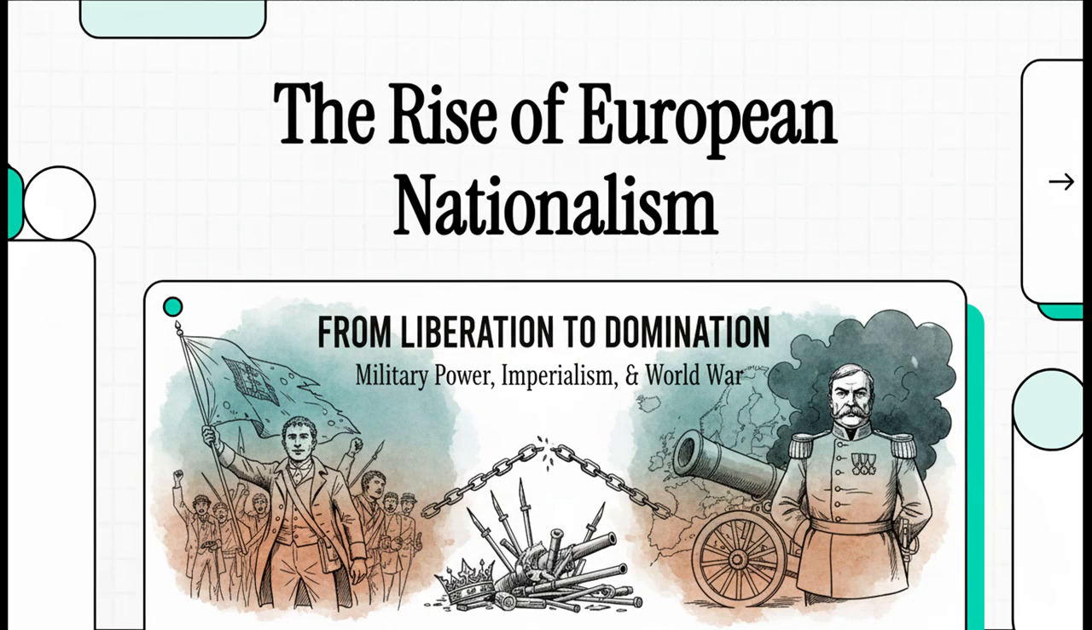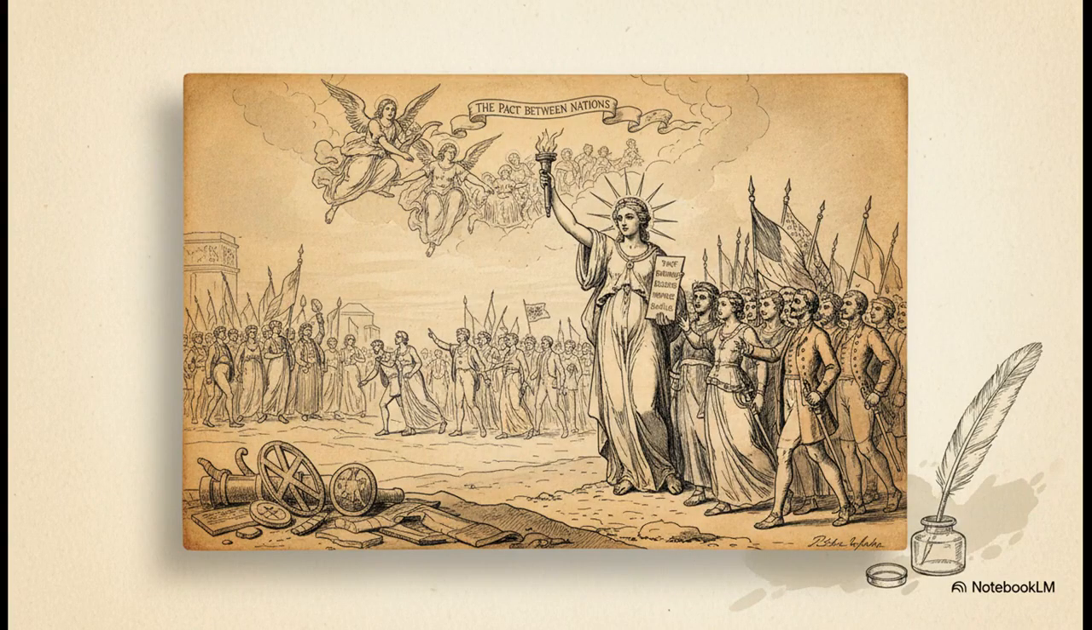You and I, we live in a world of nations. We take it for granted. But what if I told you that just a couple of centuries ago, the world as we know it, this map of countries with shared identities, it just didn't exist? Well, today we're going to dive into the story of how that world was born, all thanks to an idea that was both a dream of freedom and, well, a blueprint for war. That idea was nationalism. And it all starts with a dream.